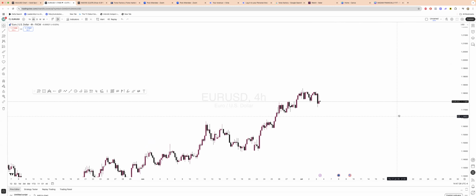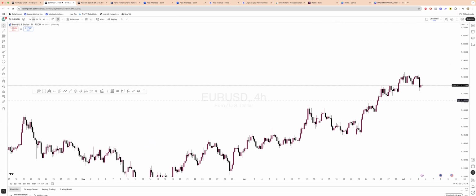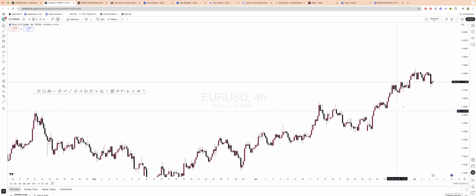The current price is 1.17499. Now, please take note. Some brokers will have 5 digits after the decimal point. Some will have 4 digits after the decimal point. But let's imagine this particular one.